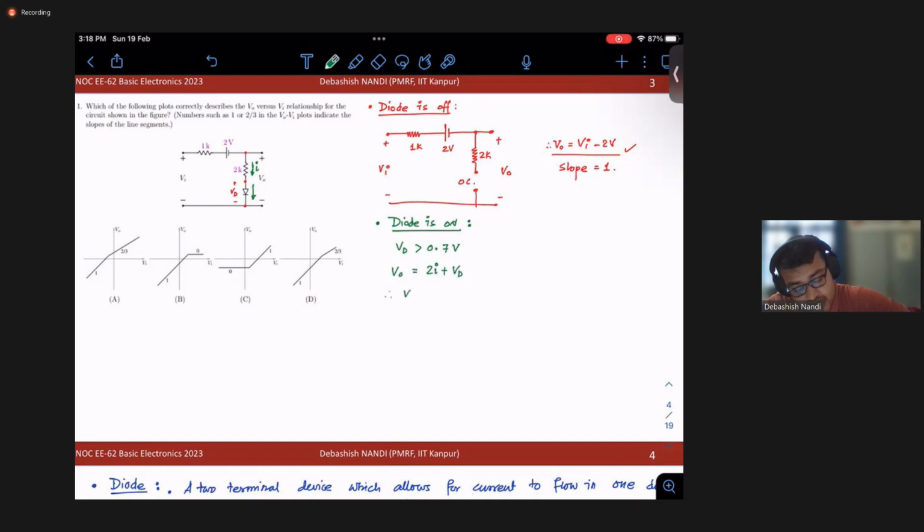So if your VD is greater than 0.7 volt, then your V naught should be greater than, see, I is positive, right? Because the diode conducts in one direction only. So your V naught should be greater than 0.7 volt. Can we say this? Because this quantity should be positive.